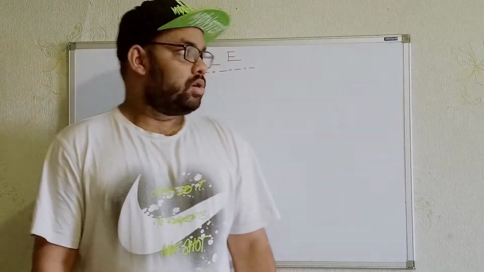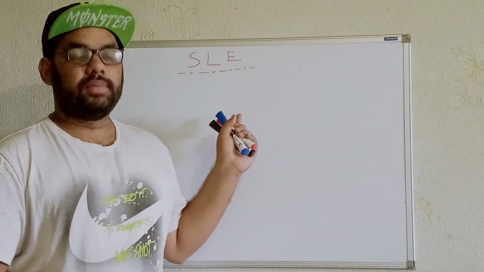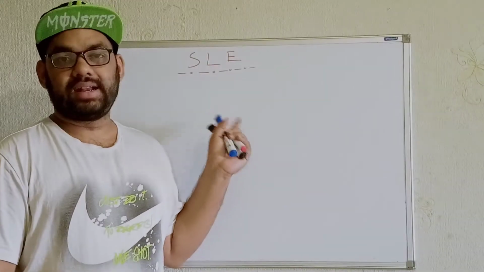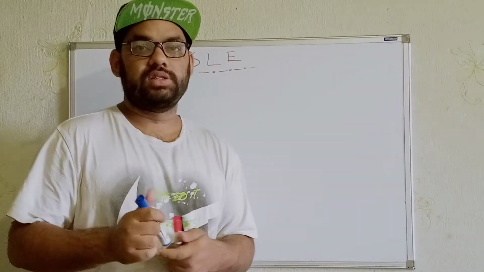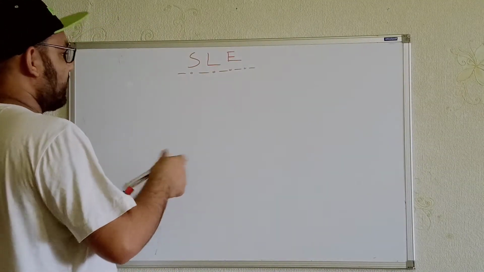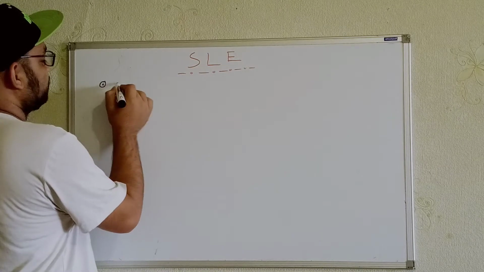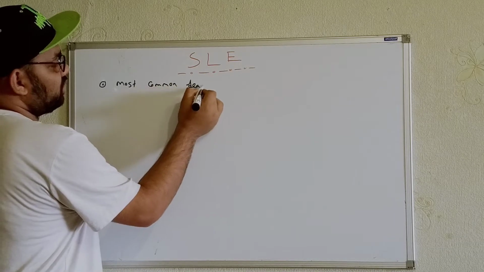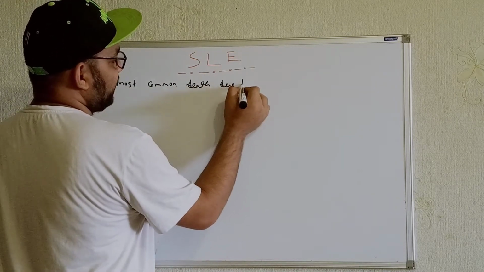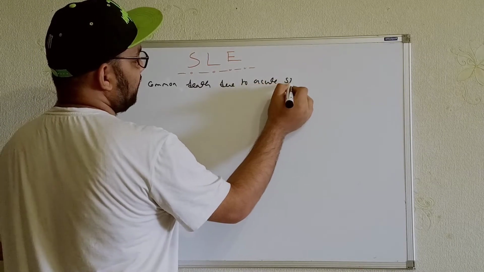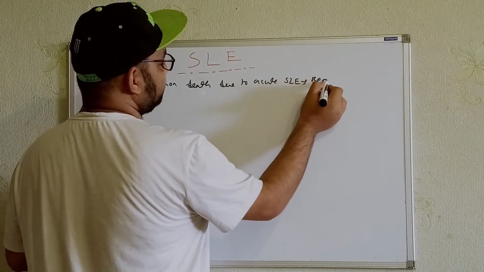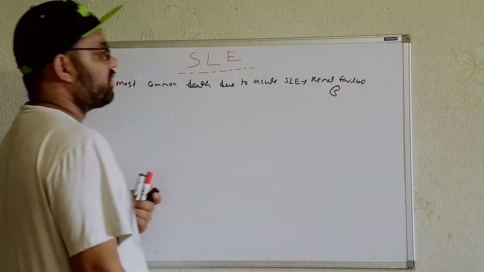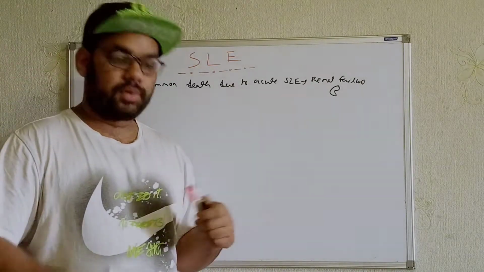Before starting the topic, let me tell you one thing: the most common cause of death due to acute SLE is renal failure. We have to know this as far as questions in competitive exams are concerned. So let's write it over here: the most common death due to acute SLE is renal failure. That means we will actually see nephritis, and from that we will see the renal failure.